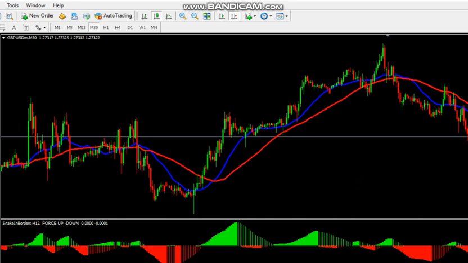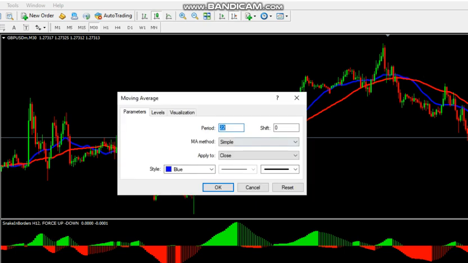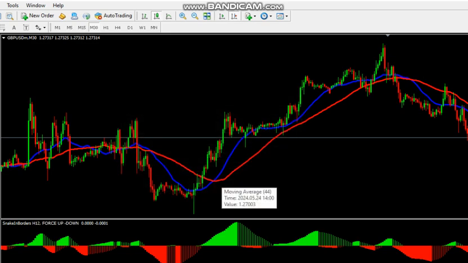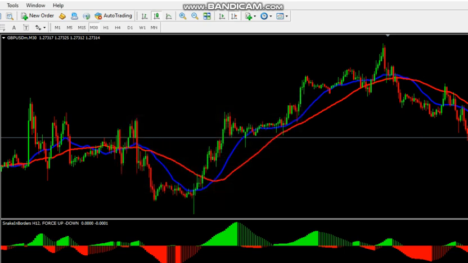The indicator you see right here is called the snake force indicator. You can go ahead and search that and download on your own. And then for the moving averages, let's check out the settings. We're actually using the 22 period moving average, simple, apply to close, color blue, and 44, MA method simple, apply to open, shift to 0. You tap on OK, color of your choice, and then you apply this indicator. So it works hand in hand.